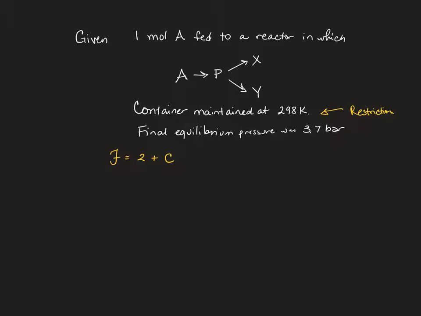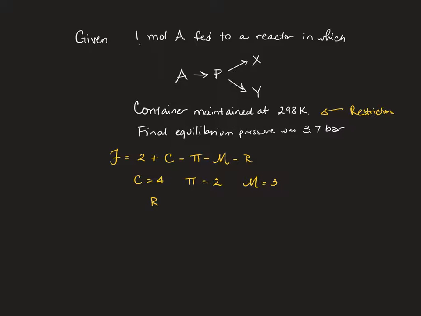plus the number of components minus the number of phases minus the number of independent reactions minus the number of restrictions. Now, number of components, we started with A and P, X, and Y are made, so we have 4 components. It said in the problem statement that liquid and vapor were present, so therefore the number of phases is 2. The number of reactions shown here is 3. And then the question really becomes on the restrictions.